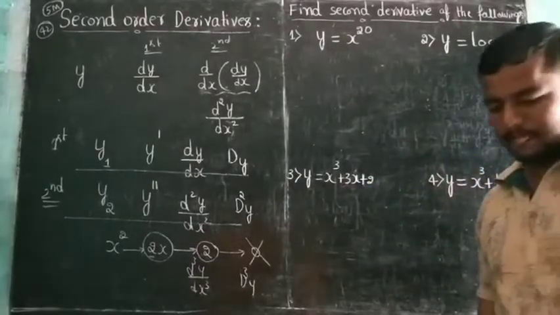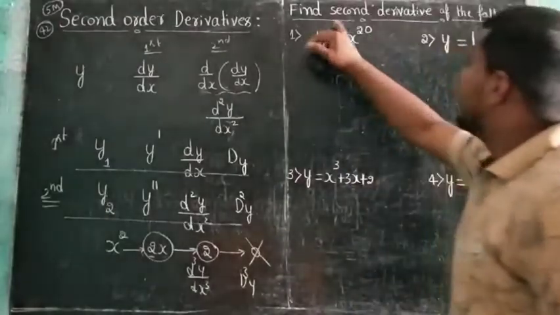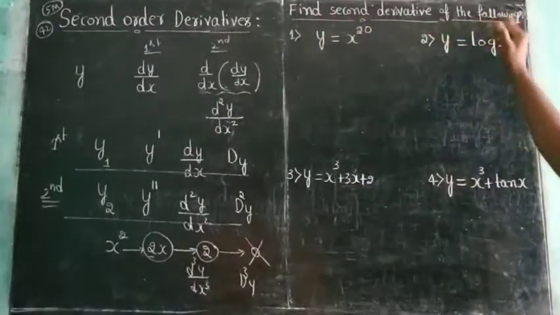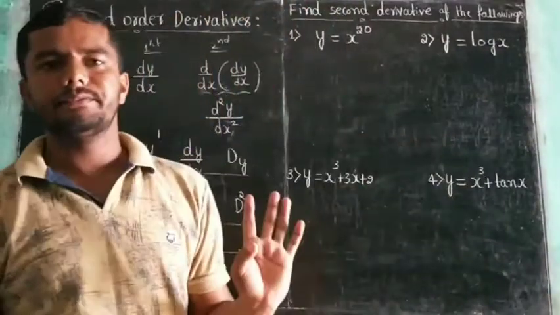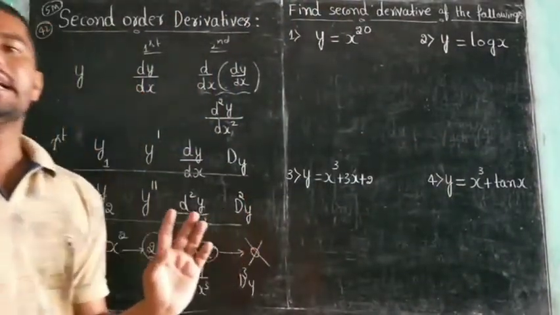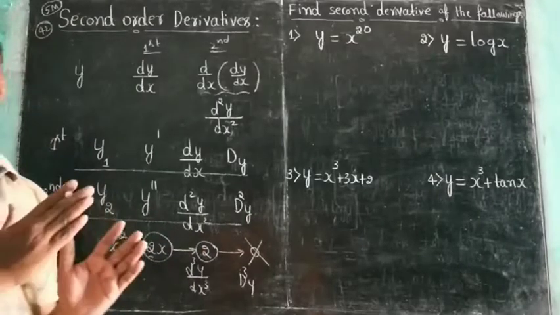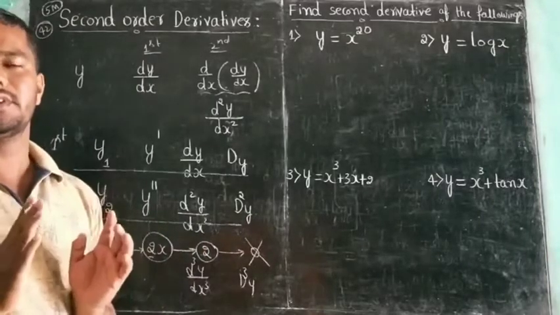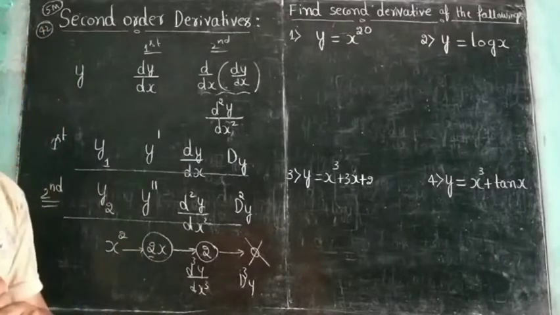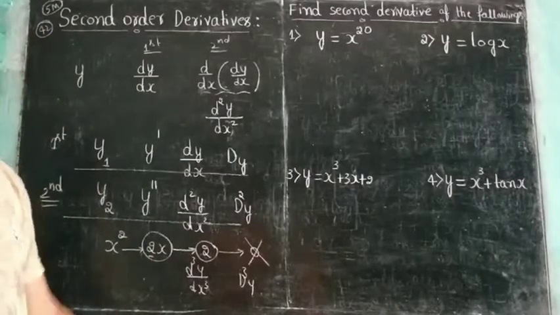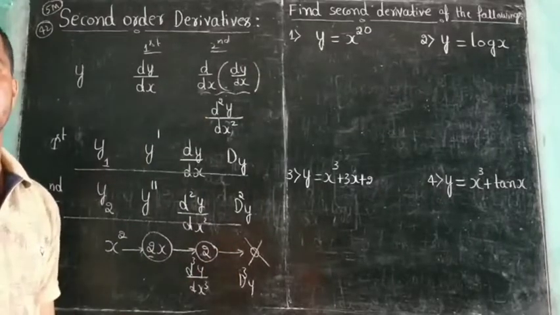First one, find the second derivative of the following. That means differentiate the problem twice. Find dy by dx means differentiate the problem once. Find d square y divided by dx square means differentiate the problem twice. So we want differentiation twice.